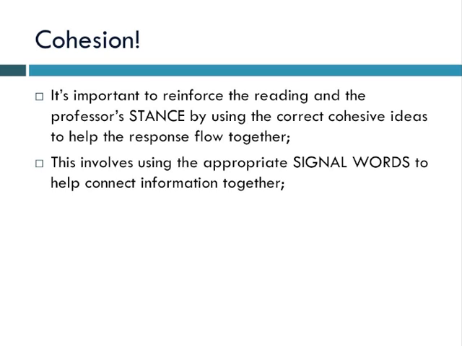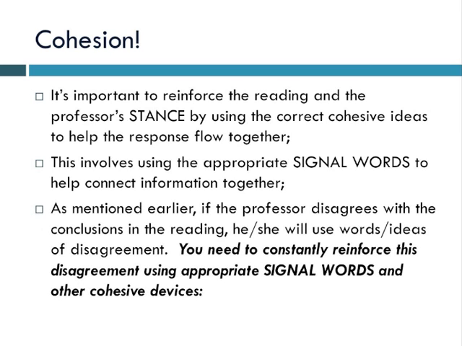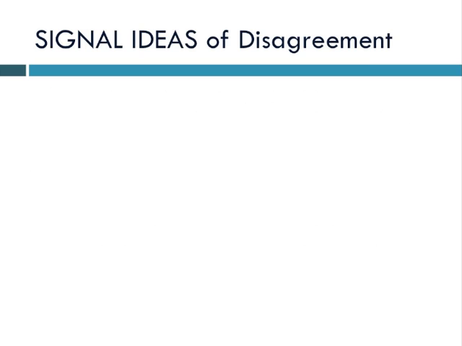And as we mentioned earlier, the professor will probably use some sort of signal words to help demonstrate his or her stance towards a particular idea. So if, for example, in this case the professor is disagreeing with the conclusions, they probably will use words of disagreement. We talked about that earlier. So in your own writing, you need to constantly reinforce this disagreement using appropriate signal words and other cohesive devices. So again, some ideas you might want to think about, and that way you can avoid repeating yourself.